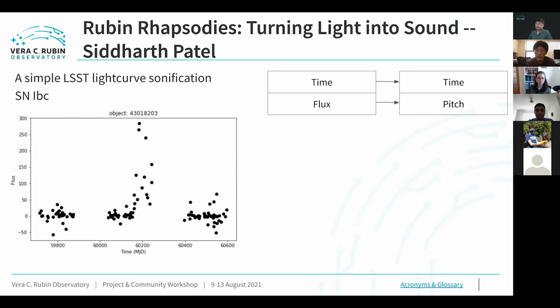Here's a simulation of how a supernova type 1bc could be observed by LSST, straight from the plastic dataset. And it's a very simple sonification. I just map time to time and flux to pitch. Note that Zoom is funny, so you probably won't hear it, but that's fine. Next slide.